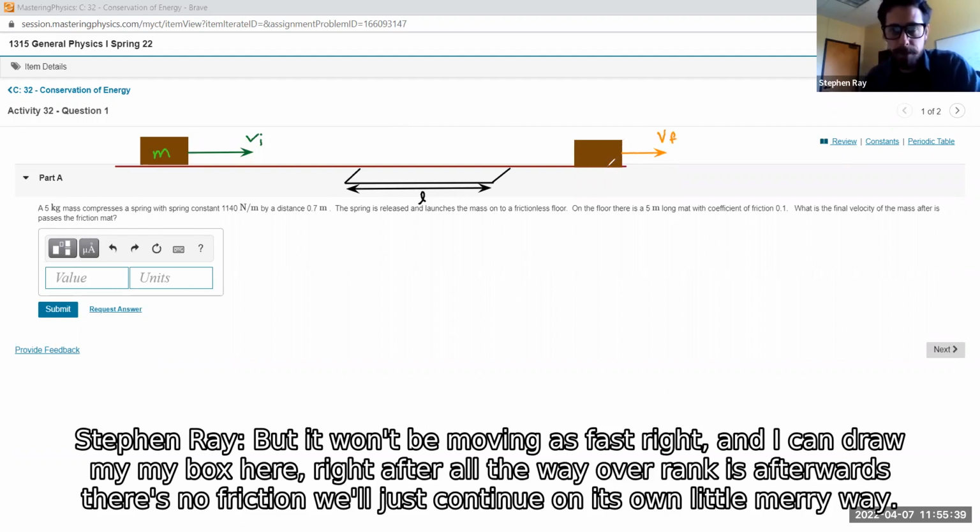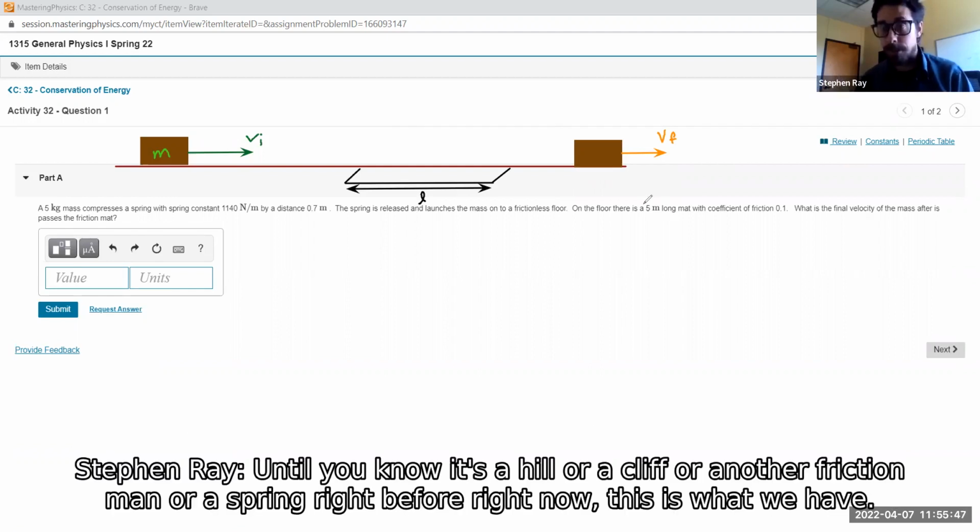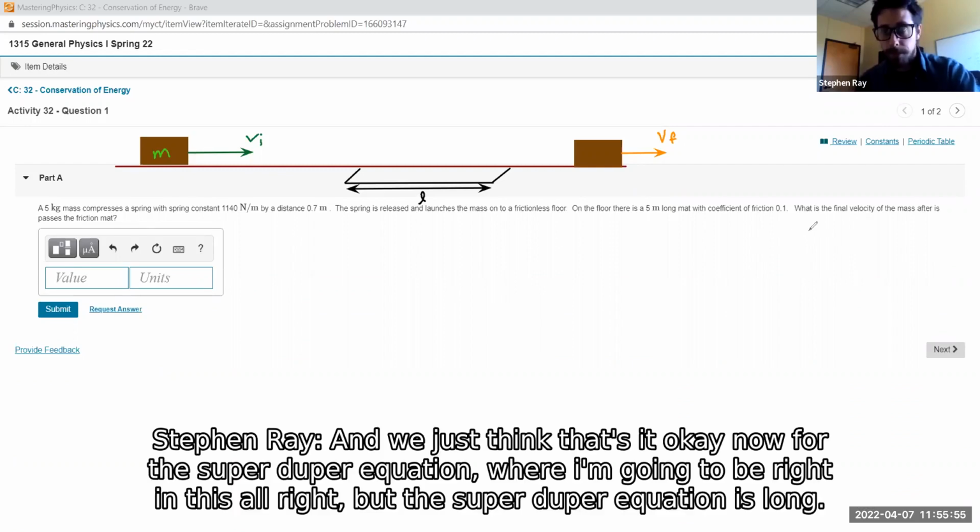And I can draw my box here right after, all the way over, right? Because afterwards, there's no more friction. It'll just continue on its own little merry way until it hits a hill or a cliff or another friction mat or a spring, right? But for right now, this is what we have. And I think that's it.